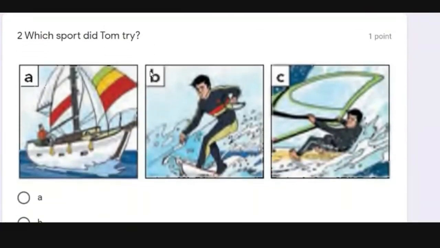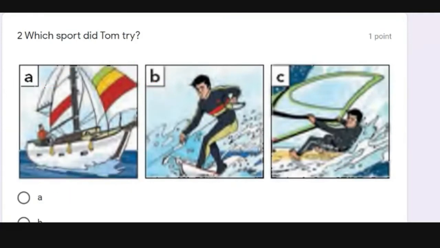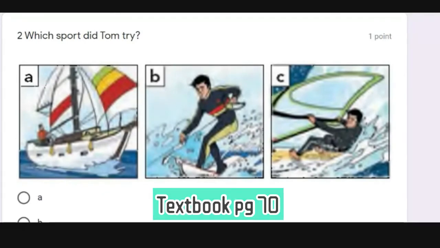Okay, now let's proceed to number 2. Which sport did Tom try? So it's important you know the name of these sports first. What is the name of the first sport? I think you have learned about these sports in Unit 6. If you have your textbook, you can turn to page 70. We have learned B and C.